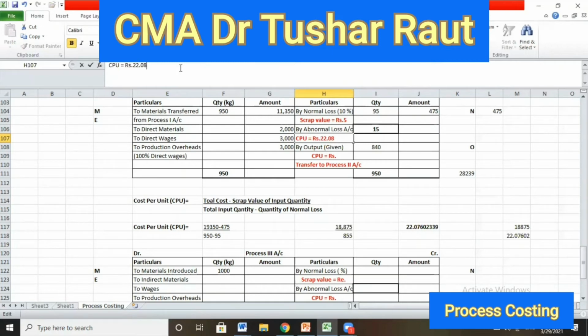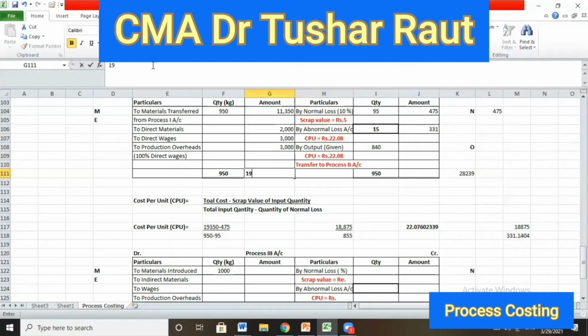We'll write over here 22.08. But as per calculation, we need to multiply this whole number 22.076 by 15. We will get 331. So 331 is your abnormal loss value. And as per the output, again I'm writing over here that is 22.08, but we are calculating it as a balancing amount.